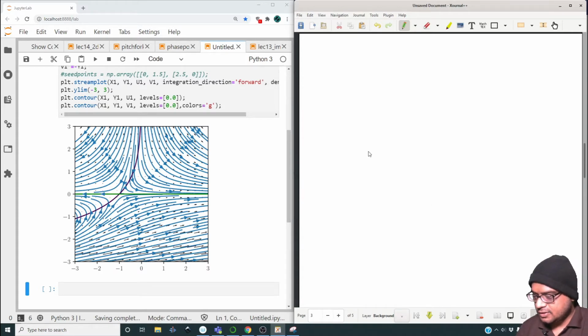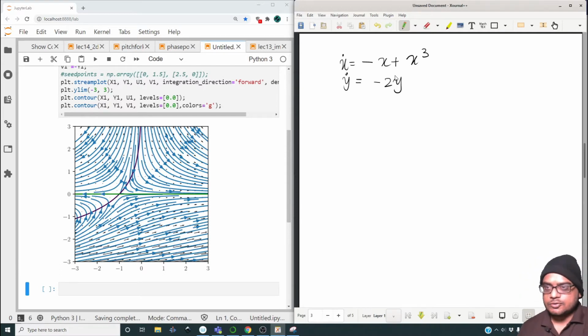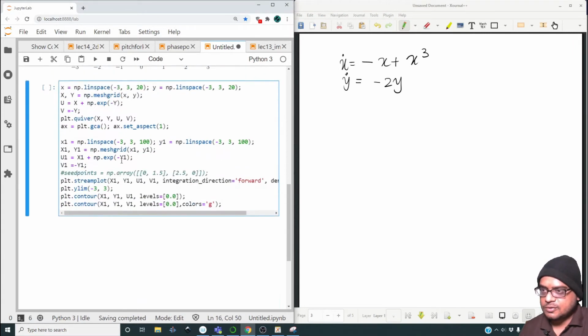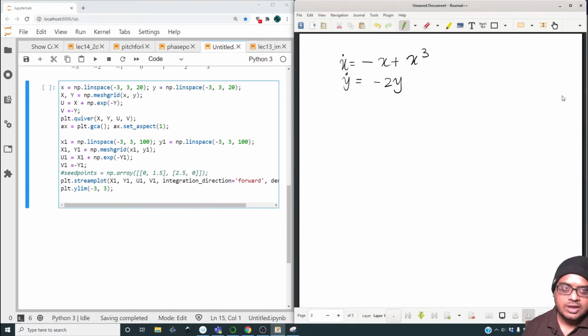So let us consider x dot is equal to -x + x^3 and y dot is equal to -2y. Okay, so before anything, let us quickly see how these equations look. So we don't really care about the nullclines for this particular equation, but even before starting, we should be in a position to say how many fixed points this equation has. So the fixed points are where x dot equal to 0 and y dot equal to 0.